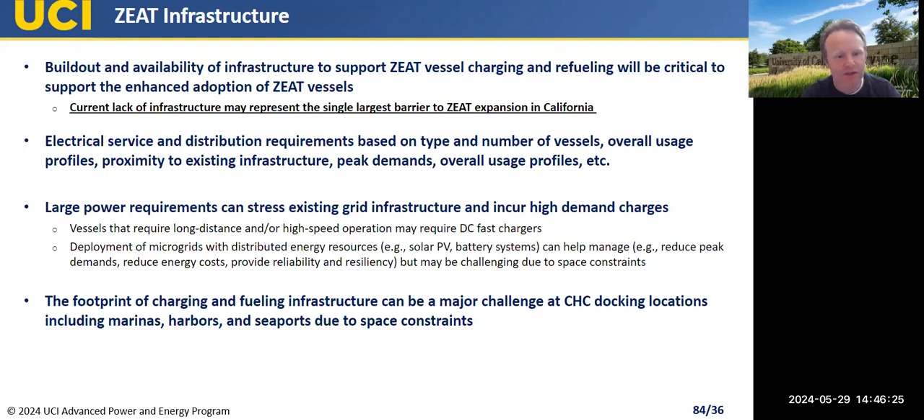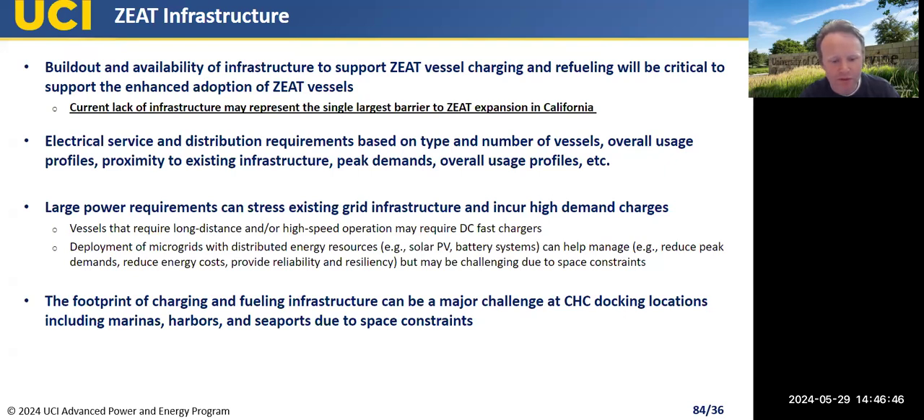As I mentioned, a lot of the vessel vocations are going to need to use DC fast charging, and they're going to need to get a lot of power. They're going to need to get a lot of energy onto their boat really quick, and that can stress the existing grid infrastructure, and it can also incur high demand charges, which economically could be a problem.